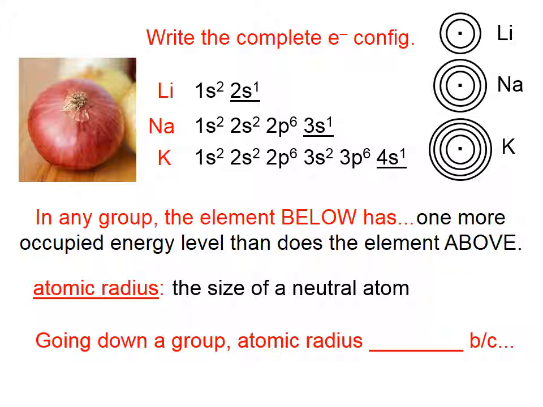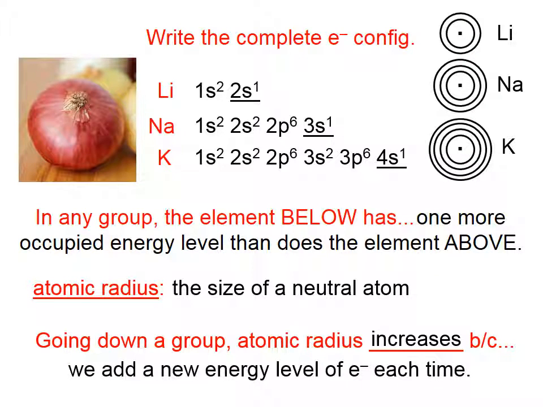As we go down a group, the atomic radius increases. You can see that in the upper right corner. As we go down a group, the atomic radius increases. And this is because we add a new energy level of electrons every time. So, as we go down a group, the atoms get larger because we're adding new layers of electrons with every transition.